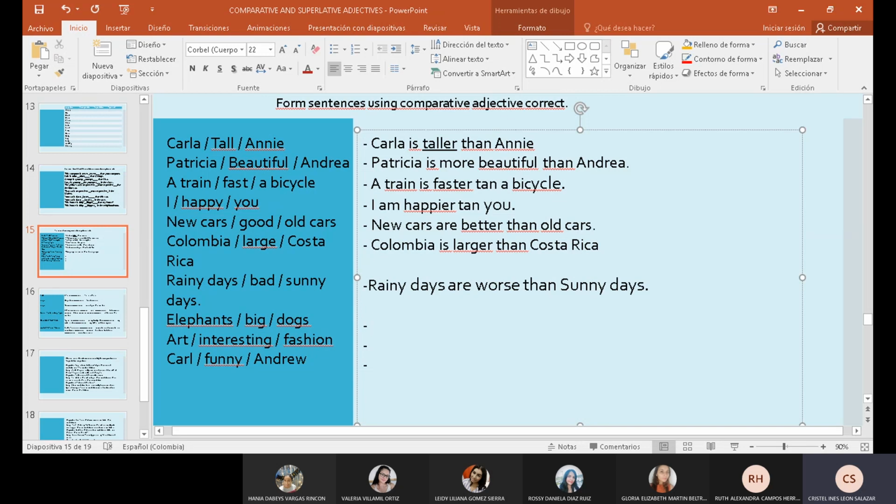Valeria, please help me with the other sentence. Elephants are bigger than dogs. Los elefantes son más grandes que los perros.